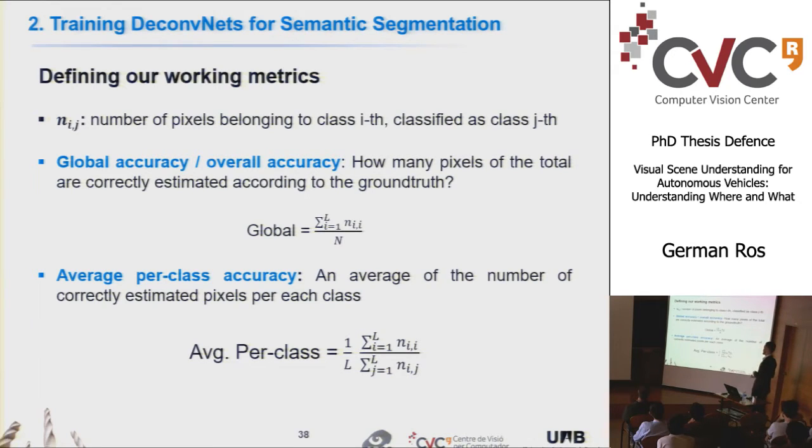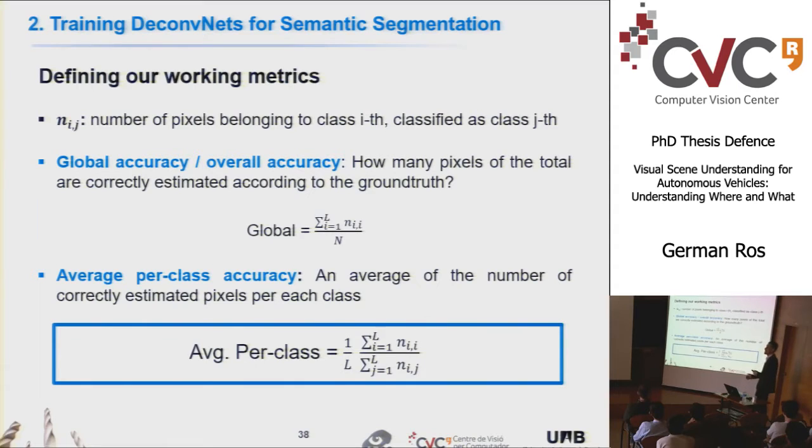In order to compensate for that, we pay more attention to the average per class, which is in the end an average of the accuracy of each of the different classes. So this is more fair in order to see how well your method is recognizing all the classes on average. So we will pay more attention to this second metric.